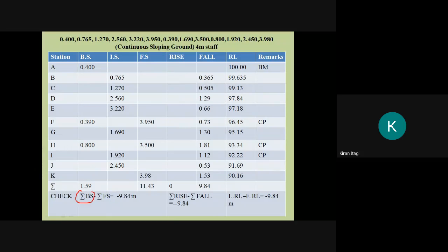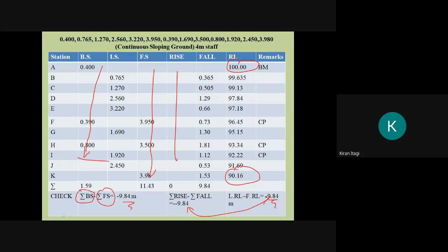It will be the same. Okay. That is summation of backside, or add all the readings in the backside column. Okay, and add all the readings in foresight column. So you will get some figure. Now here the last RL minus initial RL, you will get one figure. Okay, so these both should be same. Okay, here you can add rising minus falling. Okay, you can check like this.